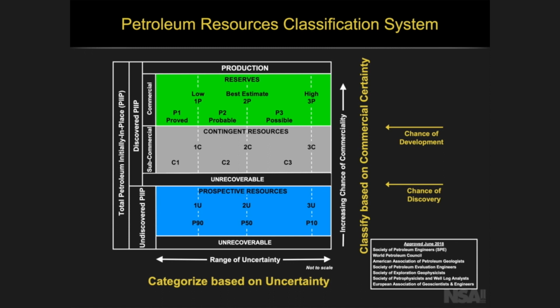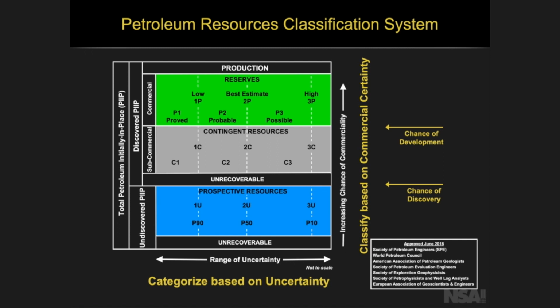On this chart, you can see the range of uncertainty on the bottom, from basically the most certain to the least certain on the right. And on the right-hand side, you have the commerciality certainty. So it's very uncertain on the bottom here, going up to the most certain, which would be the reserves. The bottom category is prospective resources.